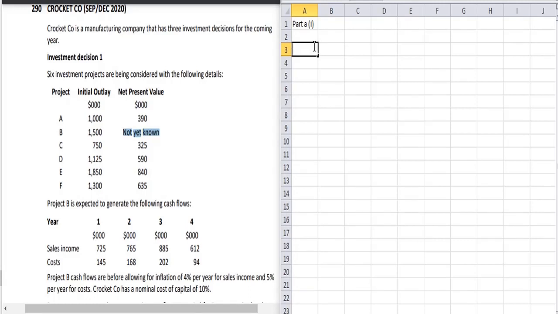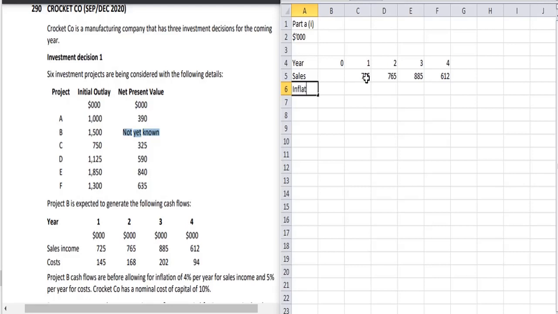So let's take year 0, 1, 2, 3, 4. Sales is 725 for the first year, second year, third, and fourth. Okay, project B cash flows are before allowing for inflation of 4% per year for sales income and 5% per year for the cost, which means these sales are in real terms. Now we have to inflate.